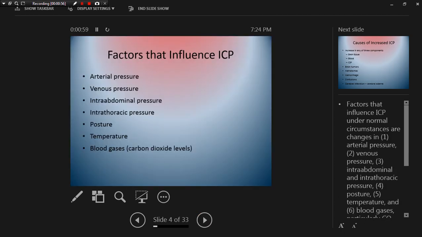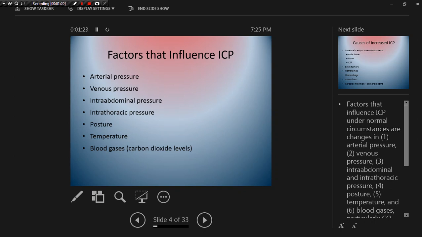So factors that influence ICP, and this is going to determine also how we care for patients who have rising ICPs. So we know arterial pressure. Arterial blood flow is what we need to maintain cerebral perfusion pressure, tissue perfusion, when we have increases in our intracranial pressure.